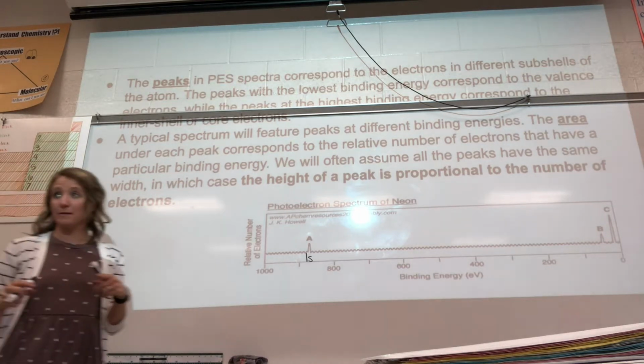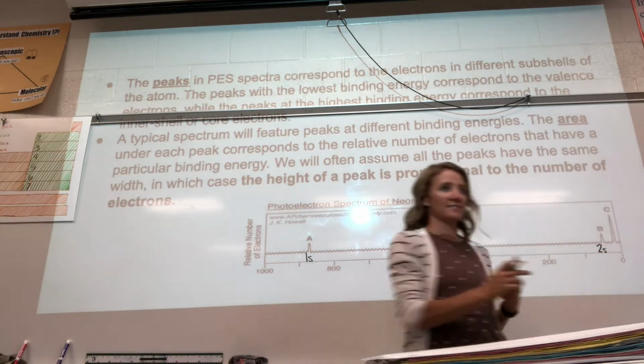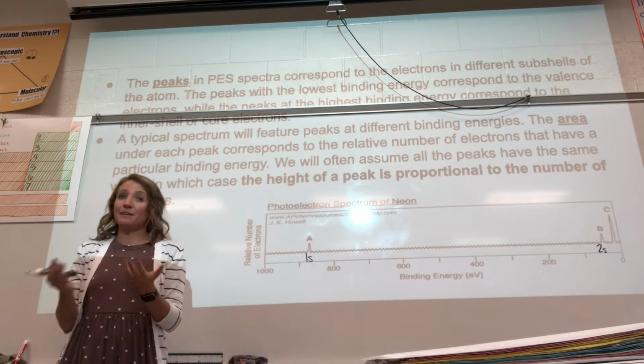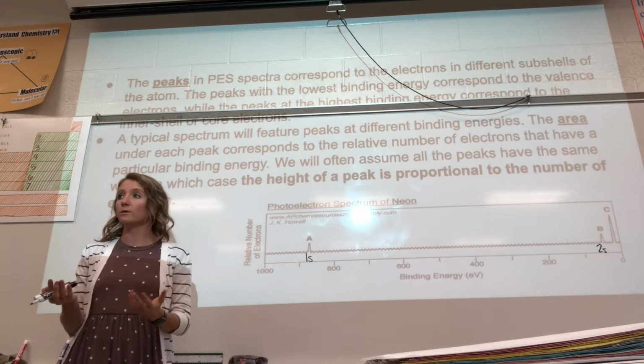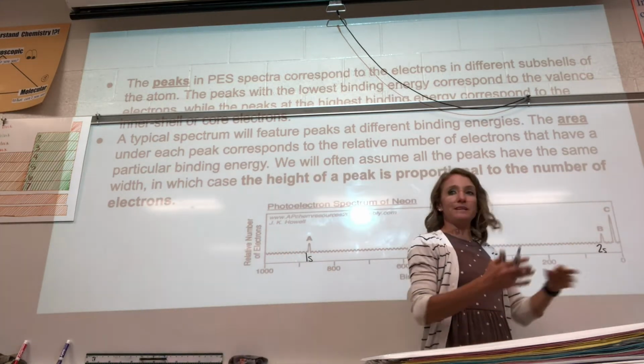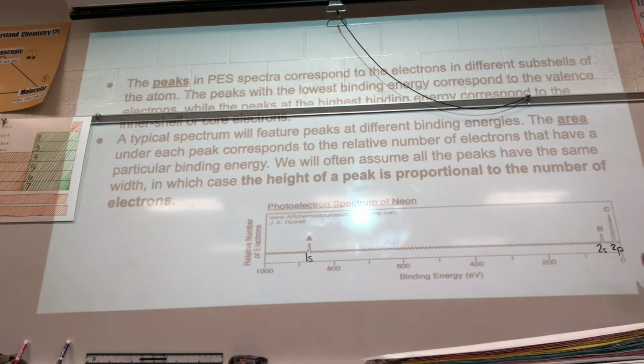The next peak must be the 2s. Now notice that the size of the peaks are the same, because all s orbitals can only hold 2 electrons. Okay? Now this one right after would be the 2p. Notice not a huge jump in binding energy, because they're both part of the second energy level. But between 1 and 2, there's a very big gap of energy.